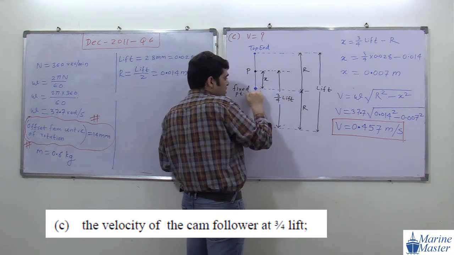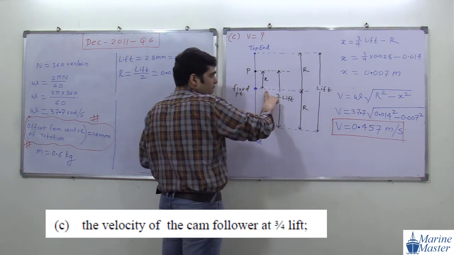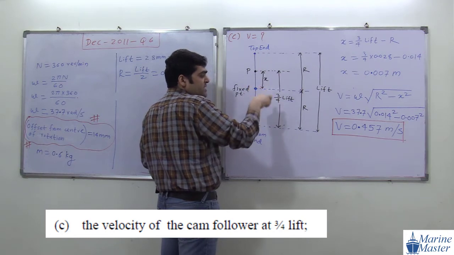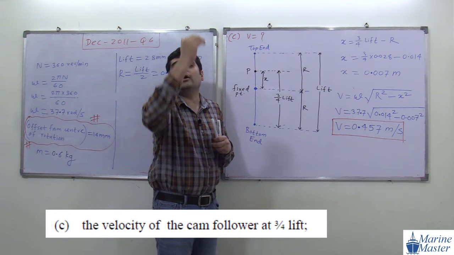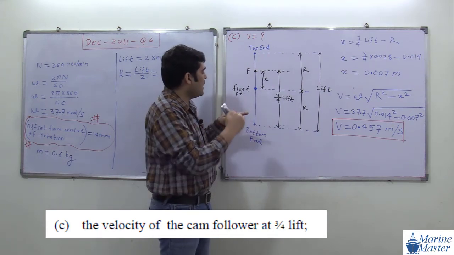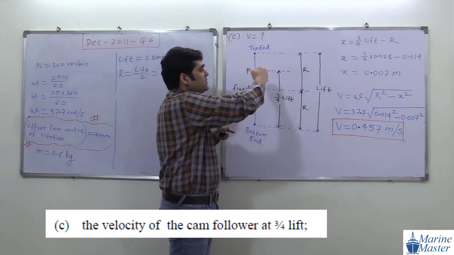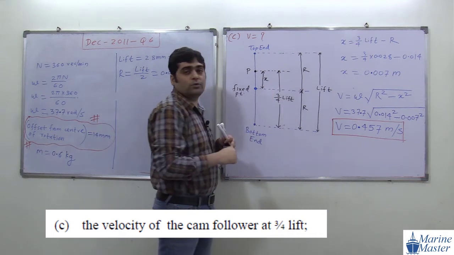From the bottom end to the fixed point, that is 0.5 of lift. Then 0.75 means what? Above the 0.5. So here the point P will automatically come above the fixed point. So this we will get as 3/4 of the lift.